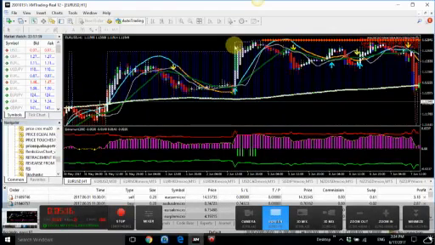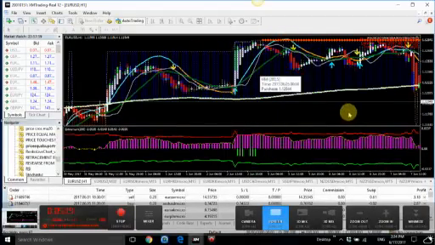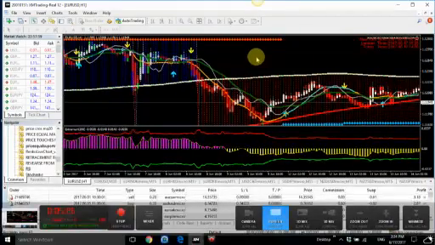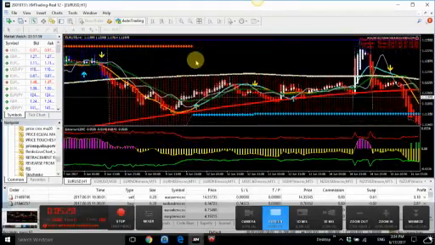This is about 30 pips. Okay, you got your profit, you are out. You go and wait for the next setup. Okay, go wait for the next setup.